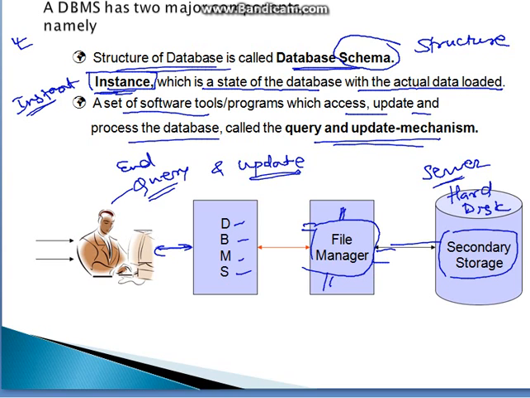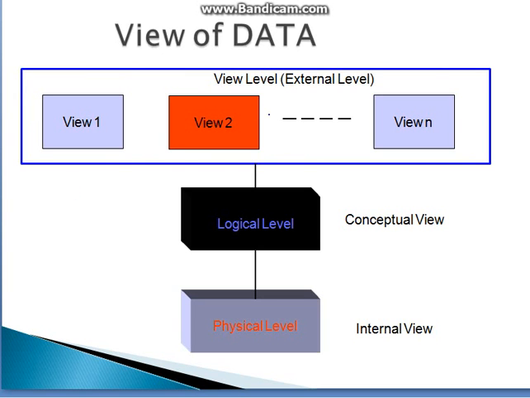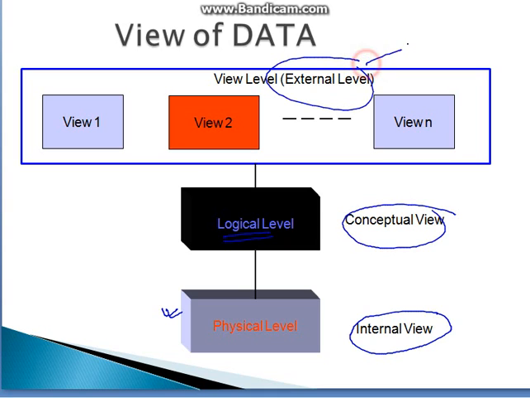So in the next slide I'm going to show you the view of data. Here there is a physical view, mainly called the internal view. Second, there is a logical view, called the conceptual view. And this is the external view. The external view is mainly for the users, where user number 1 is able to see this view, user number 2 is able to see this view, user number 3 is able to see this view. So accordingly it is there.